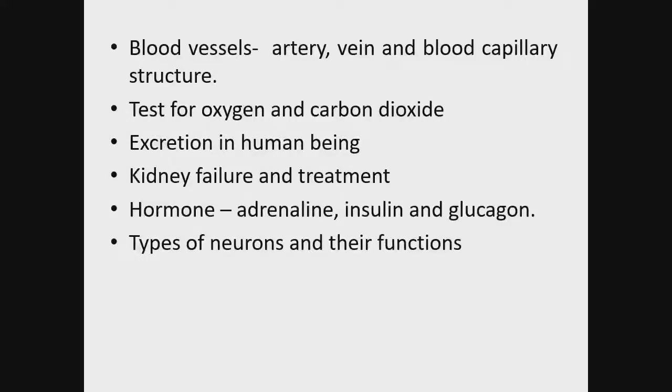The carbon dioxide, bubble through lime water, bubble through clear lime water. And when the clear lime water turns milky, then the gas that you bubbled through the clear lime water is carbon dioxide. Excretion in human beings.